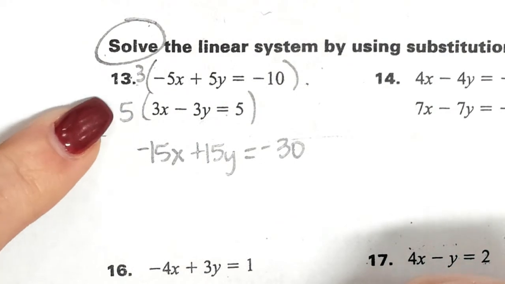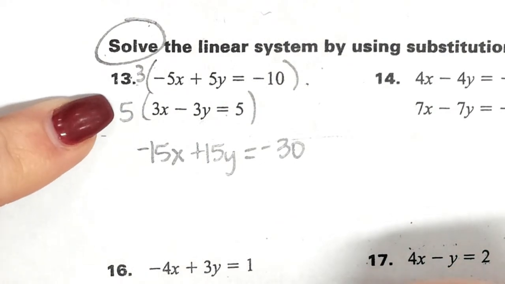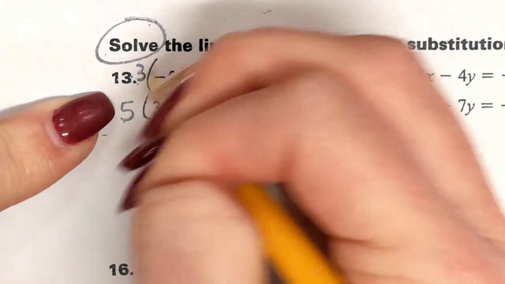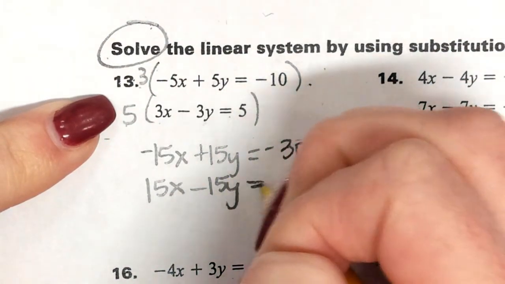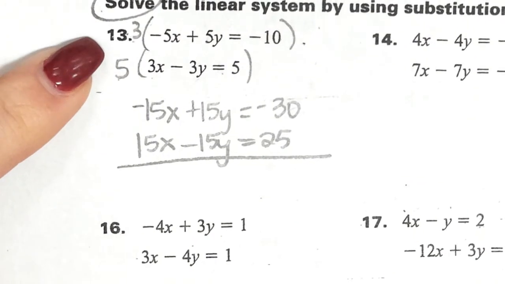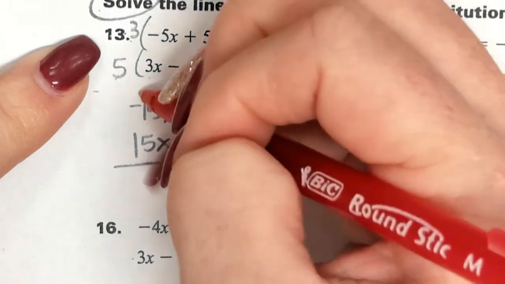Now I'm going to do the bottom one. 5 times 3 is 15x. 5 times negative 3 is negative 15y. And 5 times 5 is 25. You can mark both of them out. Okay, he said I can mark this one out and this one out.